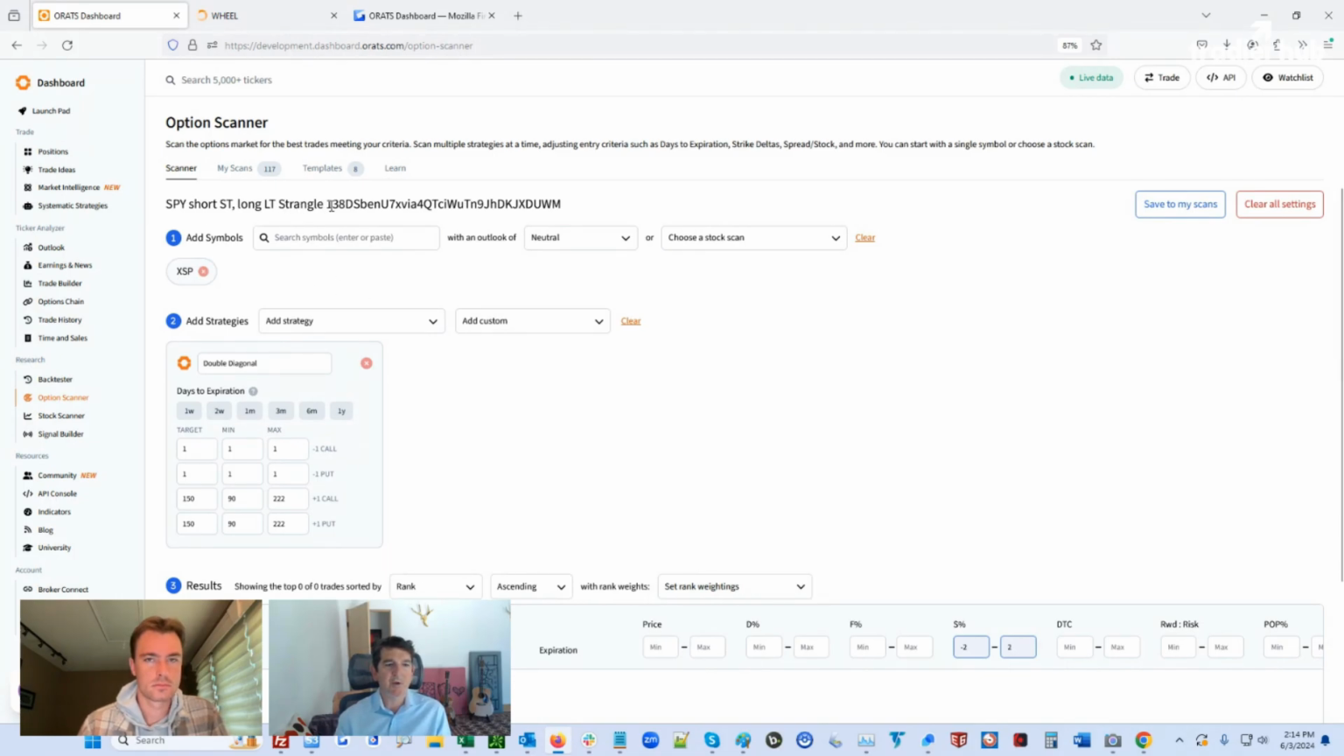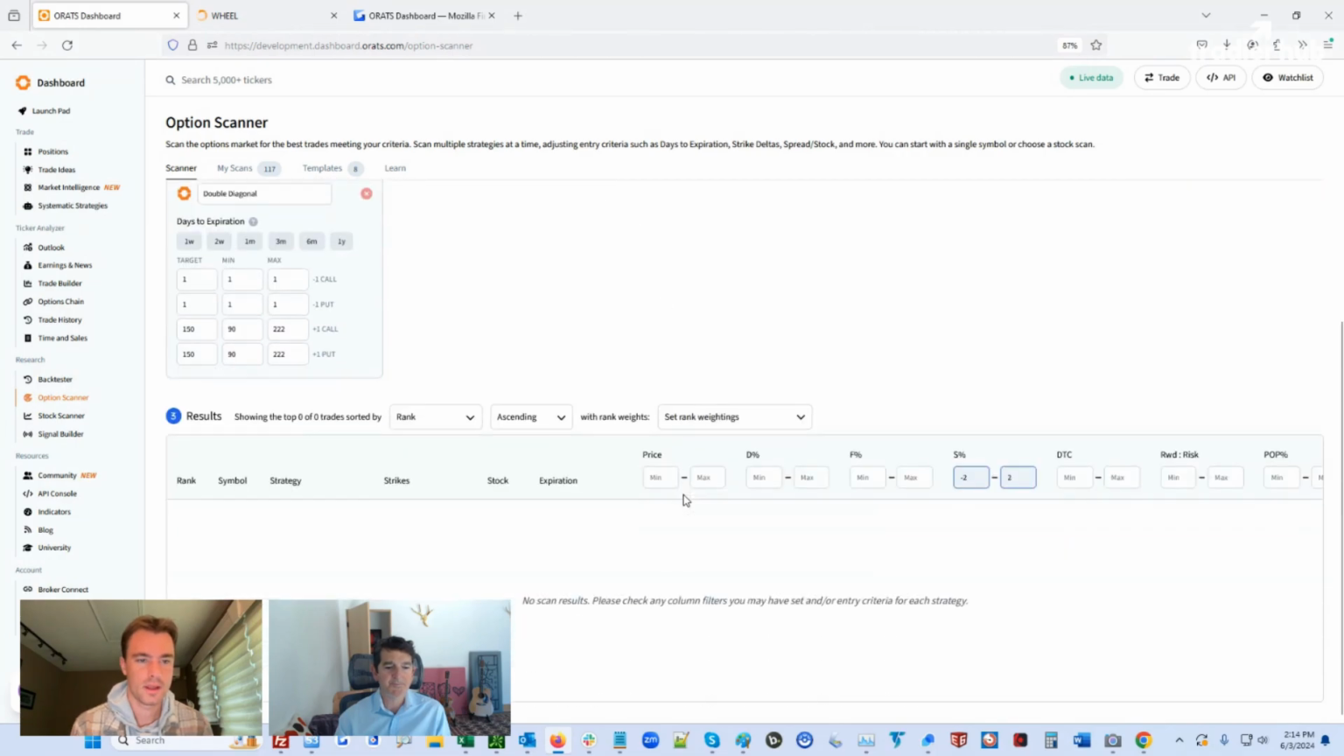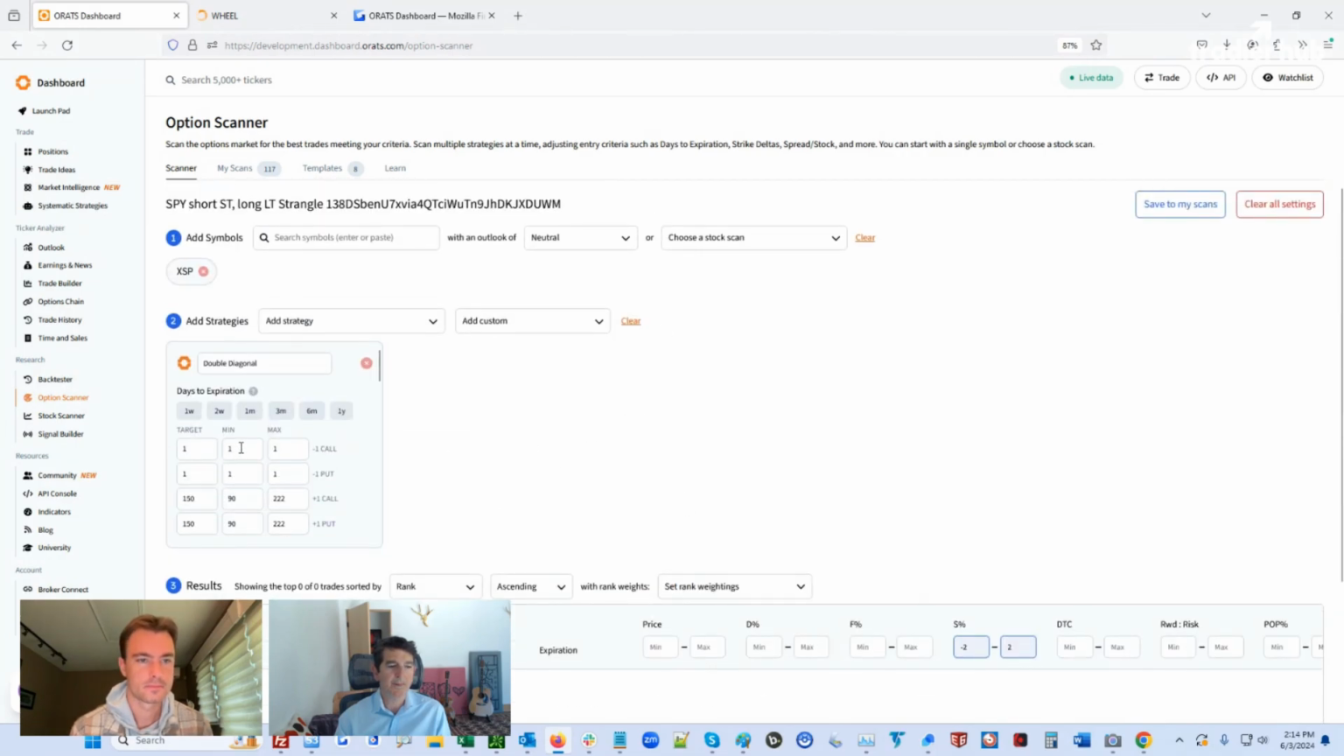So let's look at that right now. This is the SPY short long term, and that's the backtest name. I'll share this with you afterwards, and we'll make it available on our templates. Tyler, how does that sound? Yeah, that sounds great.